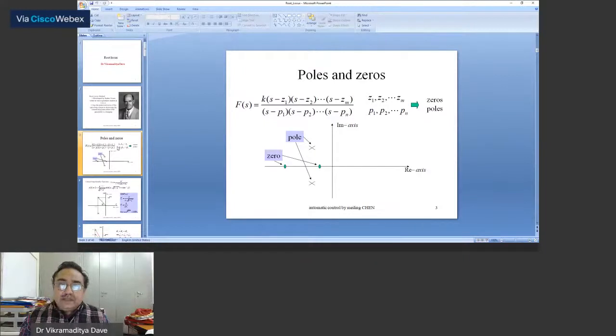So zeros are clear. If a transfer function is of the form K (s minus z1)(s minus z2) up to (s minus zm), okay, similarly there is an expression in the denominator (s minus p1)(s minus p2) up to (s minus pn), then z1, z2, zm are called zeros, and p1, p2, pn are called poles, by equating the numerator and denominator respectively to zero. And we can plot in an s plane. The s plane consists of two axes, the real axis and the imaginary axis, and the poles are represented by cross and the zeros are represented by circle, as shown in the figure. So it is very clear how to plot the poles and zeros of any given transfer function.